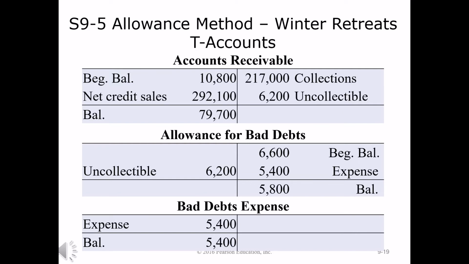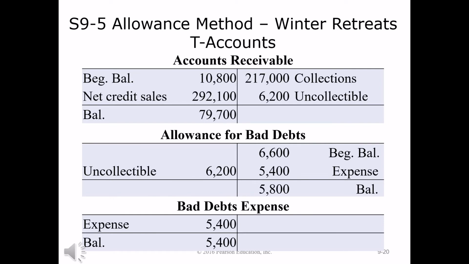Now we're going to look more specifically at the two methods to calculate our allowance for bad debts. The whole purpose with both of these different methods is to identify a new balance in allowance for bad debts.